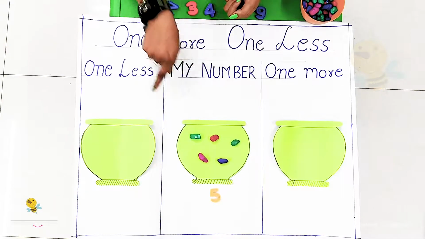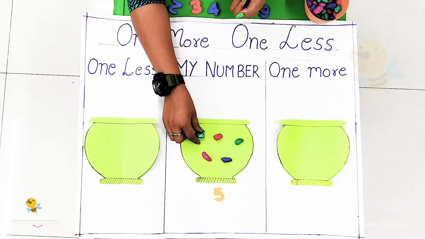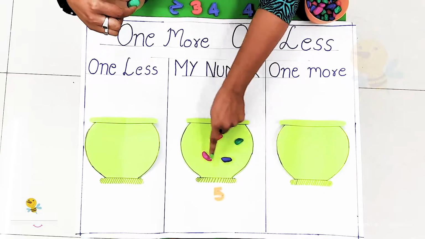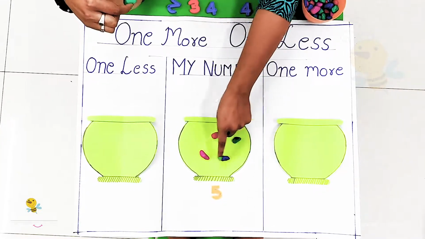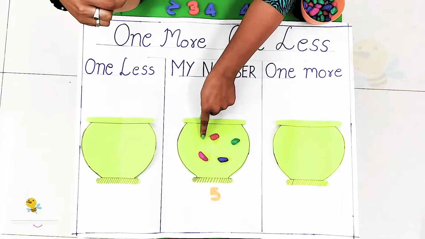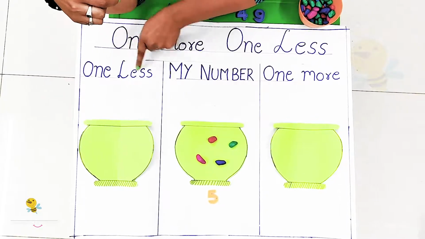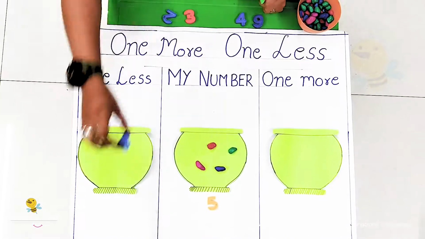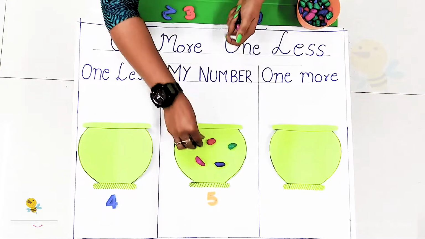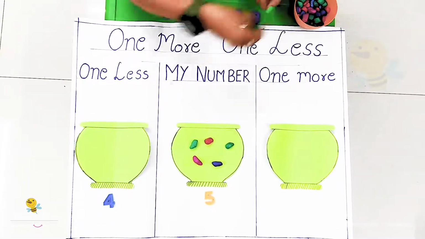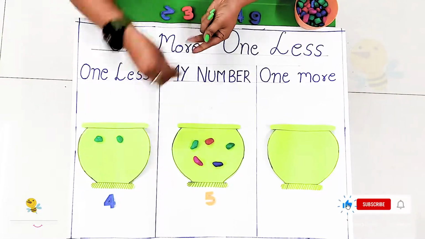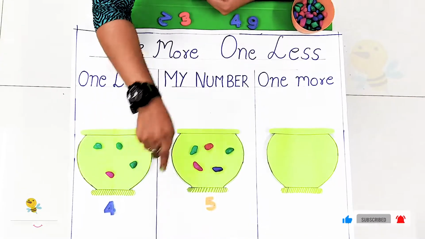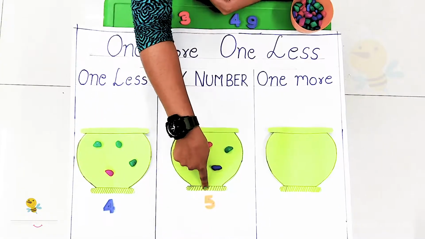So 1 less. When I take 1 out, how much is the number here? We have 1, 2, 3, 4. We have 4. So 1 less than my number is 4. So we will put 4 here. Okay. 1, 2, 3, 4. 4 is 1 less than 5.